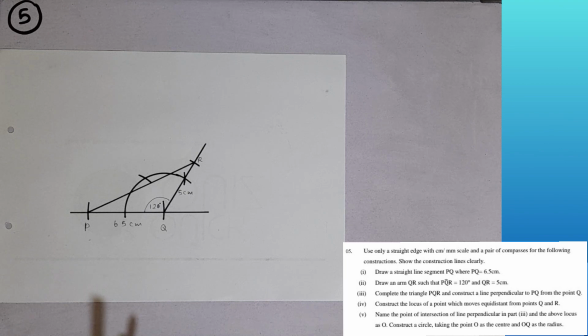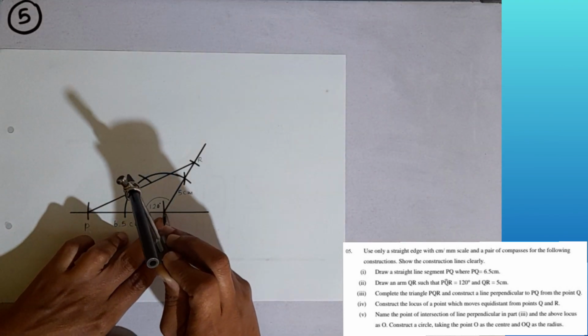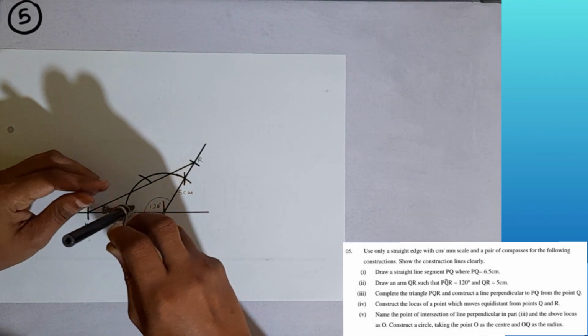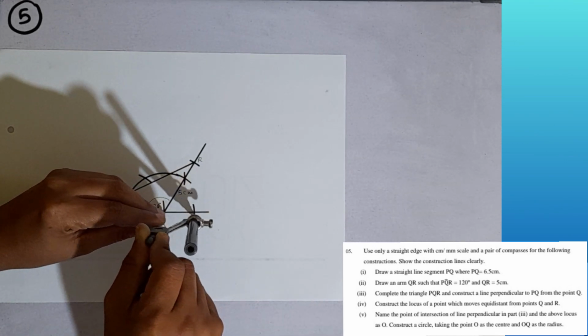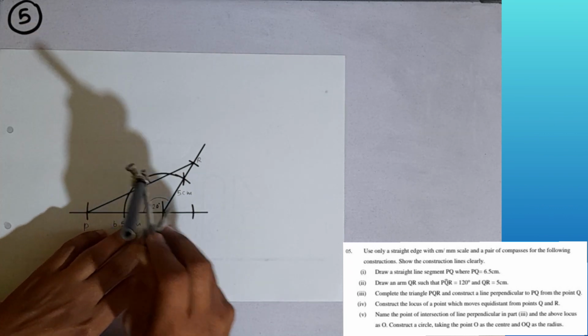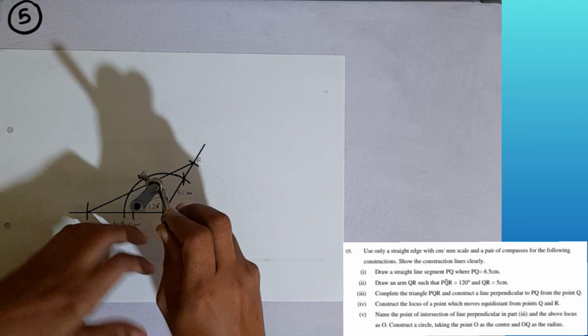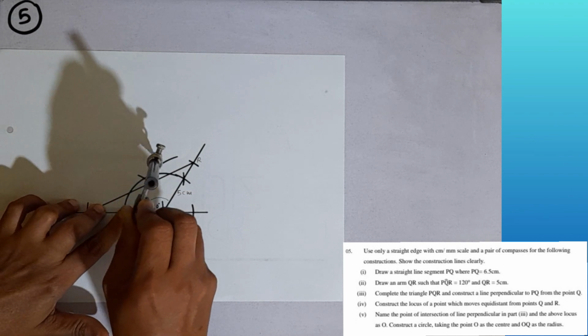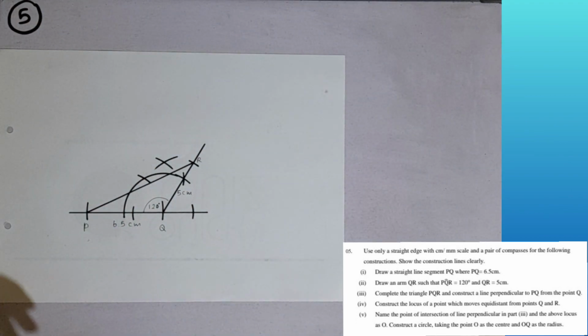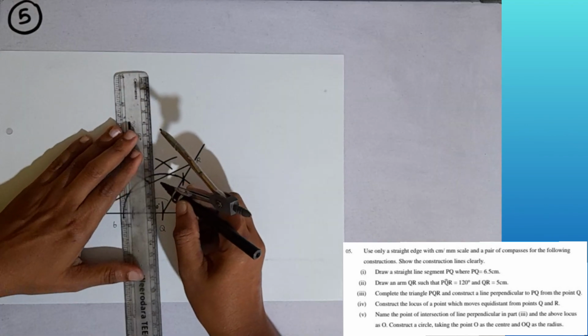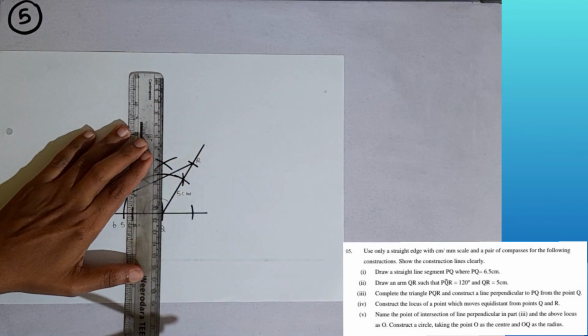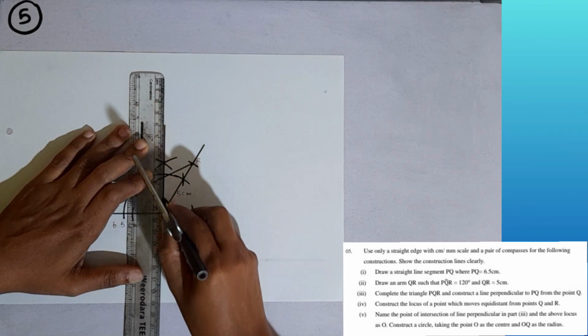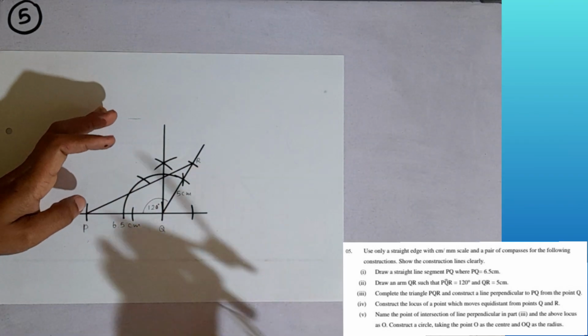perpendicular to PQ from the point Q. A line perpendicular to PQ from the point Q. For that, we have to do the construction like this. Then changing the distance, I am taking the point of compass here and draw an arc. Then without changing the distance, I am taking another arc like this. Then I have to join this intersecting point and Q. So this is the perpendicular to PQ line.